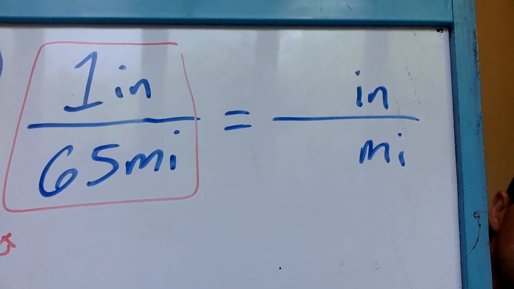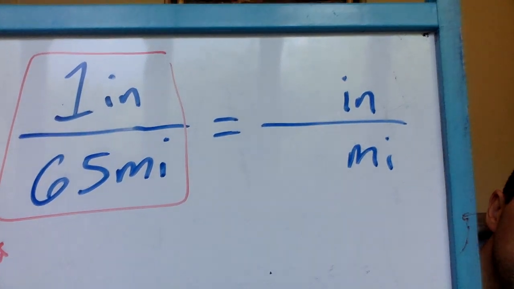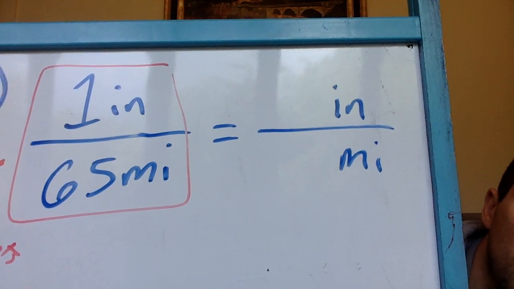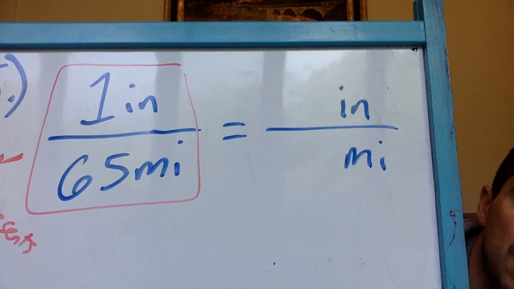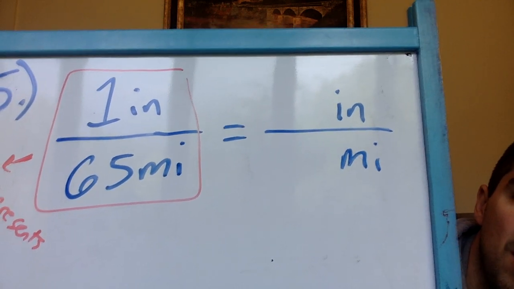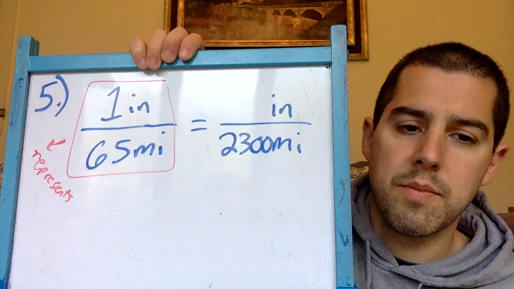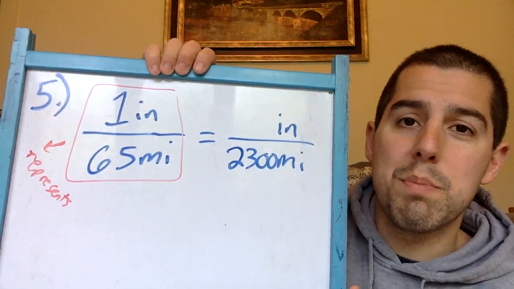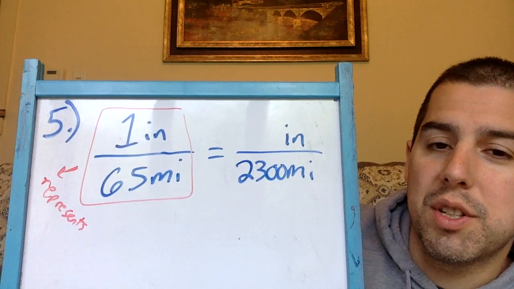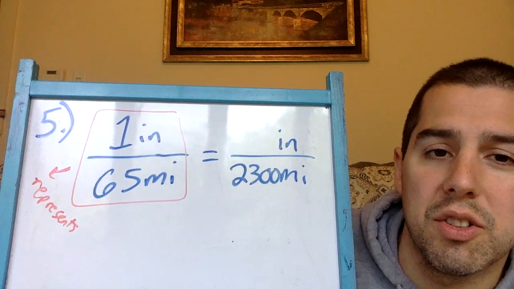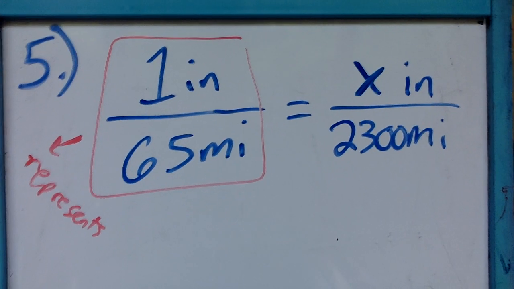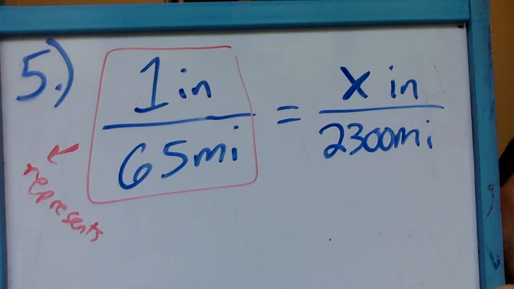I know that I need to line up my labels. If I write inches over miles for the first fraction, I need to write inches over miles for the second fraction. Inches is my numerator, miles is my denominator. Now when I look at that second sentence, the 2,300 was miles. It clearly said miles. So I put the 2,300 in front of the label miles. So that means, what's going to be my numerator? The variable. Now it's a proportion problem.